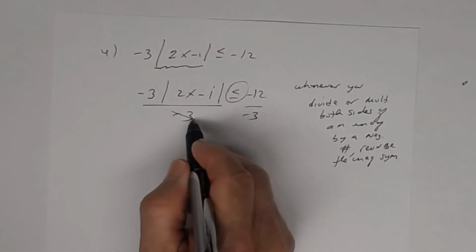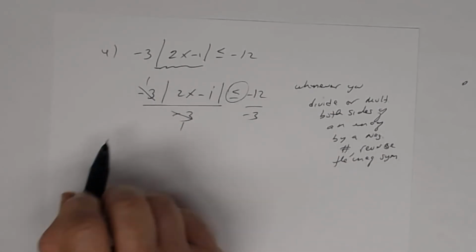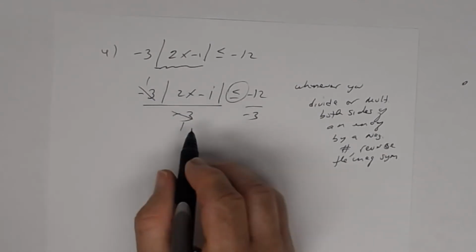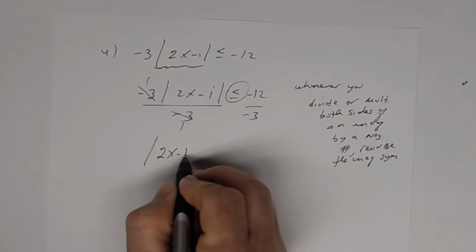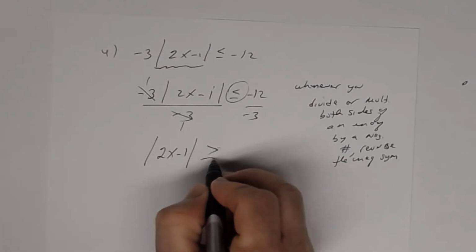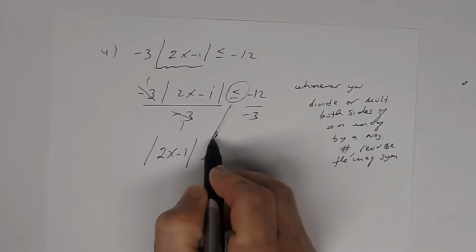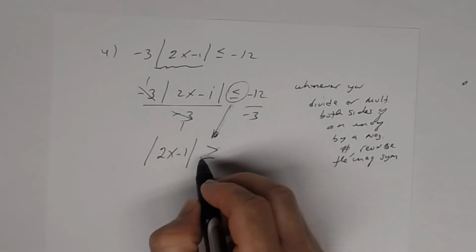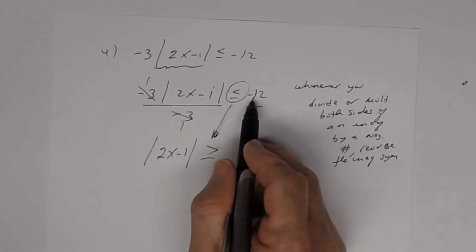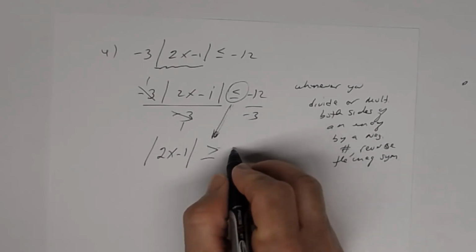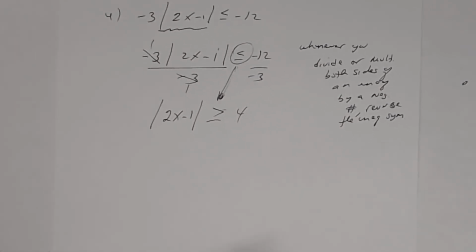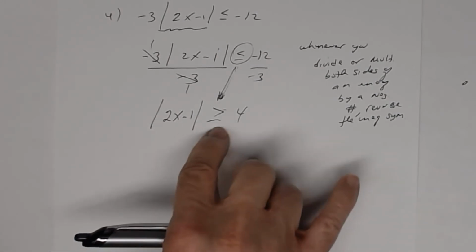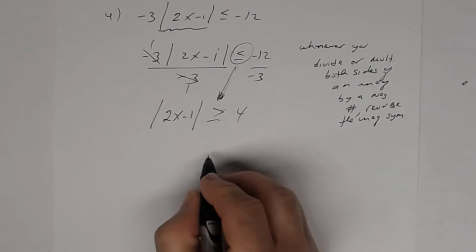Okay, let's simplify. Negative 3 divided by negative 3 is 1. So 1 times the absolute value of 2x minus 1 is the absolute value of 2x minus 1, is greater than or equal to, I had to reverse, right? Reverse, because I divided this inequality by a negative number. And negative 12 divided by negative 3 is a positive 4. So now we have the absolute value by itself and greater. So that's the or statement.